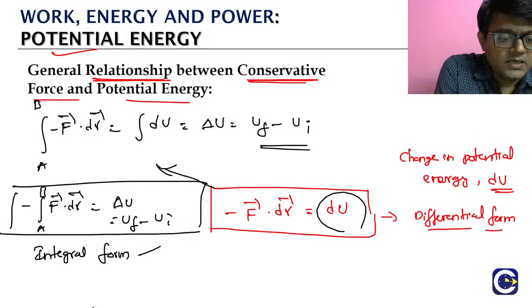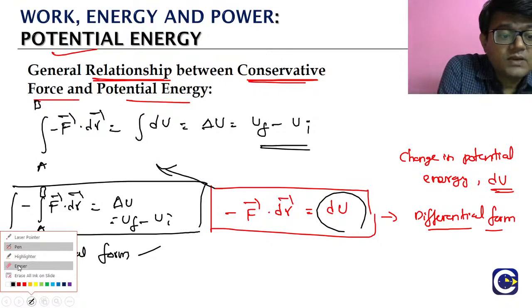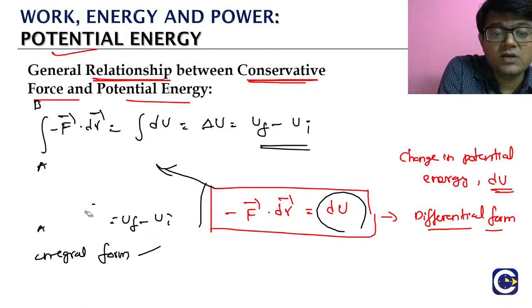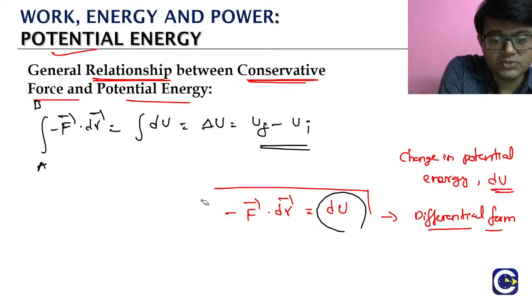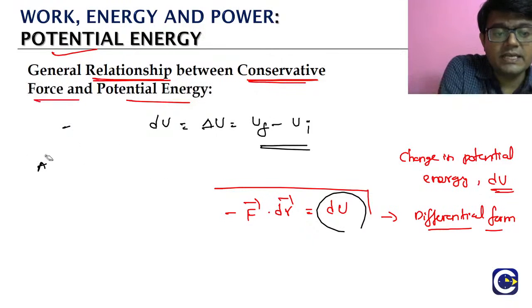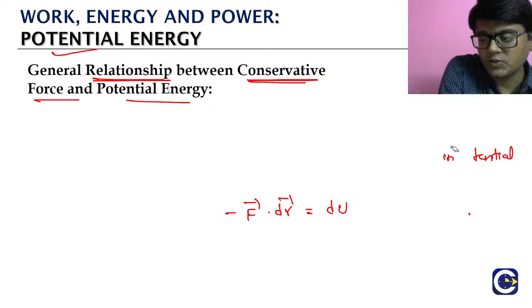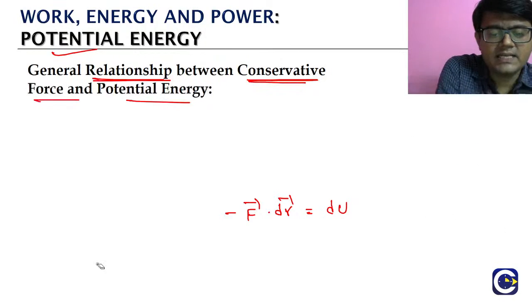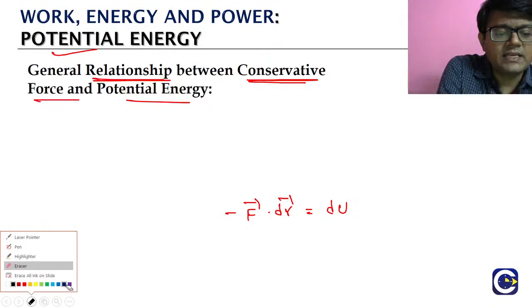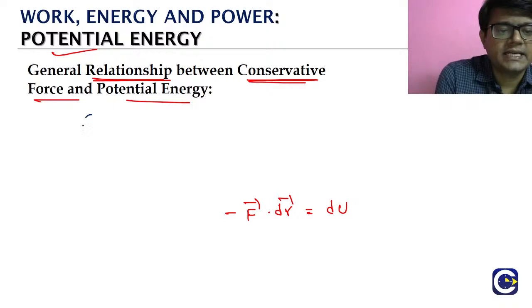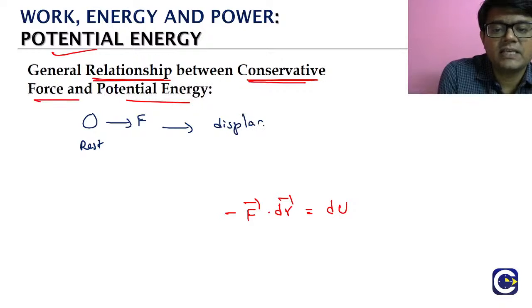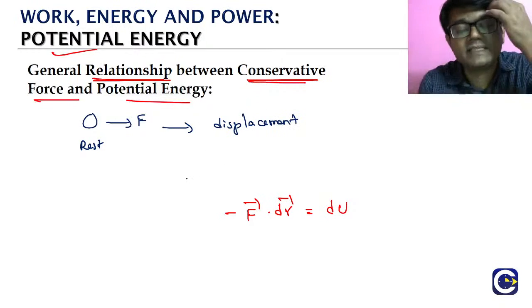We also have questions based on a special case of that differential relation. What is the differential relation we have? Minus F dot dr is equal to dU, the change in the potential energy. Now, what is the special case? If you are looking at cases where there is an object at rest and a force is acting on it to cause the displacement, in such a case the force and displacement will be in the same direction.